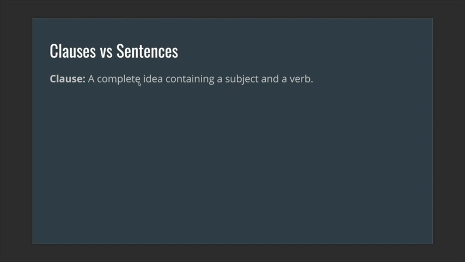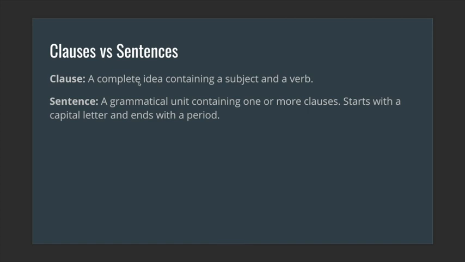The most important part here is that it's an idea. A sentence, on the other hand, is a grammatical unit containing one or more clauses, starts with a capital letter and ends with a period. So basically, a sentence is like a container for clauses. It can have only one clause, and that is the usual sentence, or it can contain two or more clauses. That means it can have different ideas in the same sentence and therefore more than one subject or more than one verb.